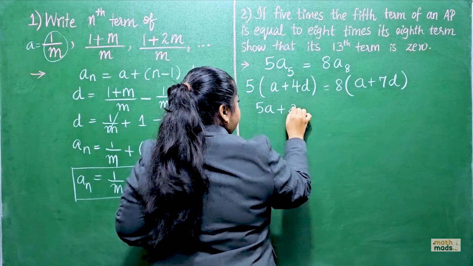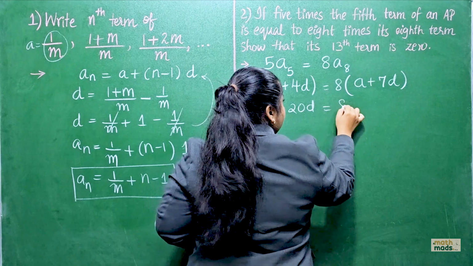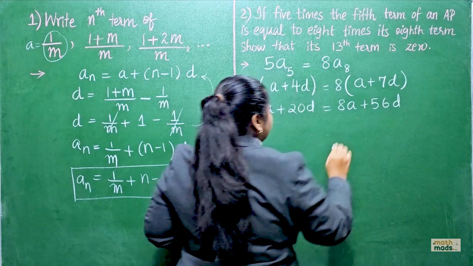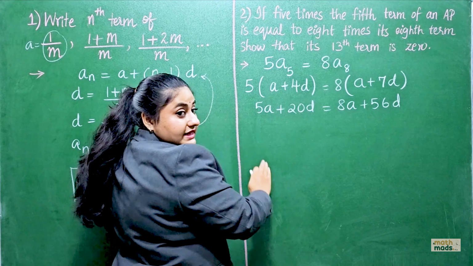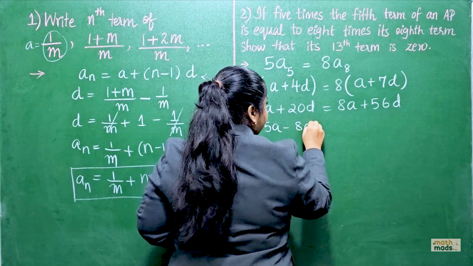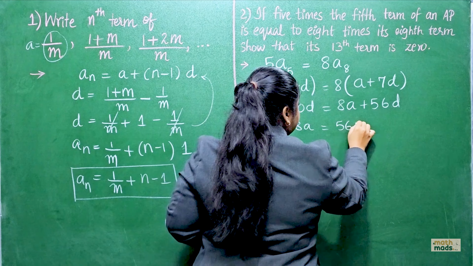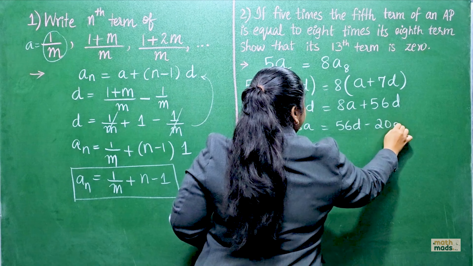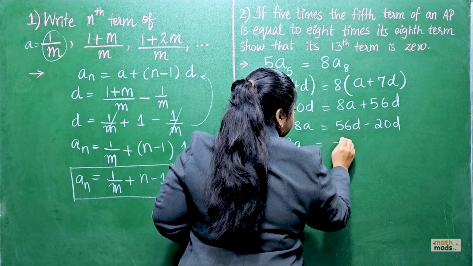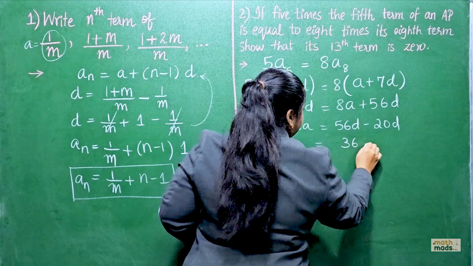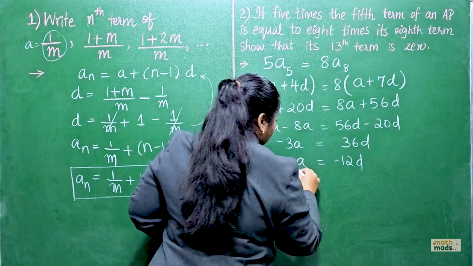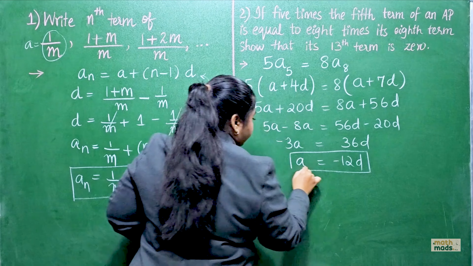So let me multiply this. 5a plus 20d is equal to 8a plus 56d. Now let me bring a on one side and d on the other side. So I'll have 5a minus 8a is equal to 56d minus 20d. That is minus 3a is equal to 36d. So a will be equal to minus 12d. So that is the relation between a and d.